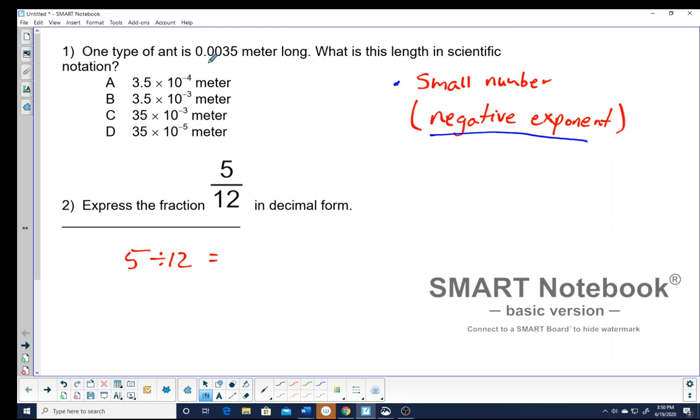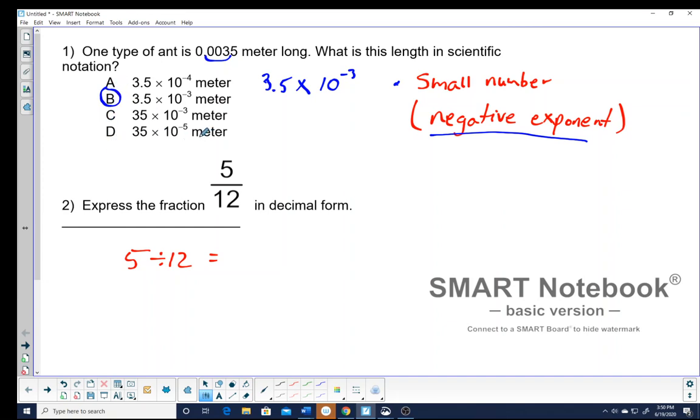So we have to move the decimal point until we make a number that's at least 1 and less than 10. So if we go from here to here, we now have created 3.5. And then how many places did we move it? We had to move it 1, 2, 3. So 3.5, move it 3 places, and since it's small, it would be a negative 3, right? So 3.5 times 10 to the negative 3 is your answer.